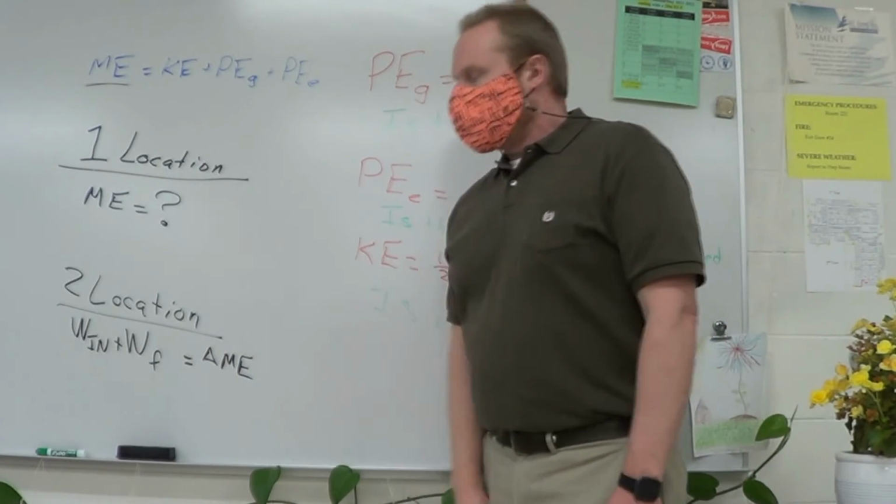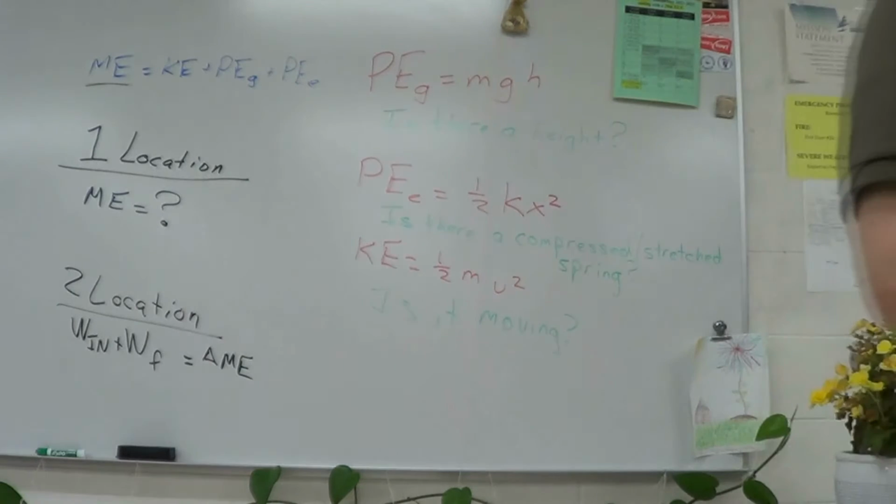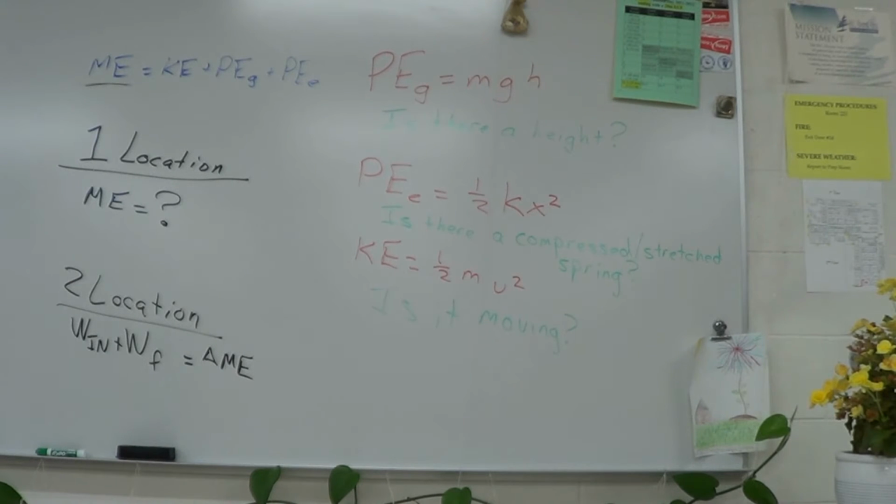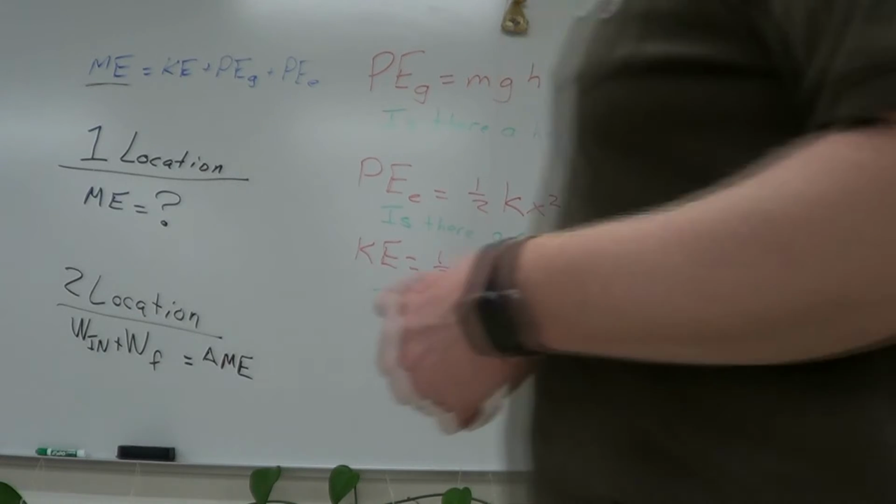Tomorrow we'll start looking at two location problems. A two location problem is where we compare how much mechanical energy we have at one location to a second location, or even a third location, or a fourth location. But we only ever compare two locations at a time. When we start looking at two location problems, then we start using that equation on our formula sheet that says work in plus work done by friction is equal to our change in mechanical energy. Now on your formula sheet, I tried to show it to you.